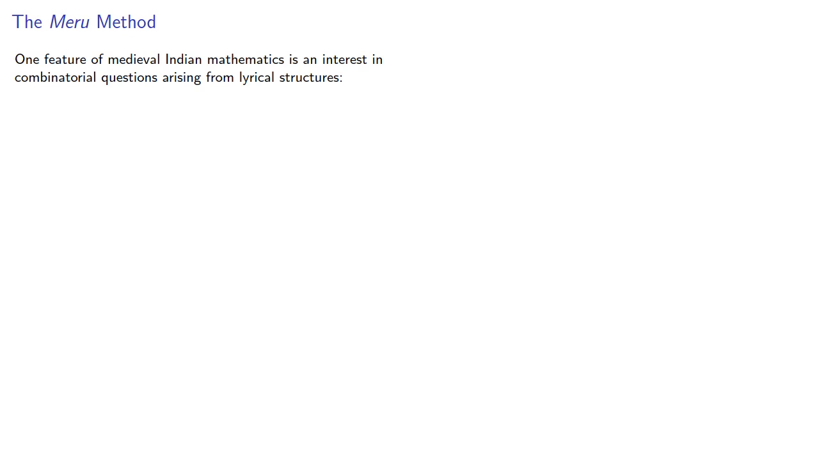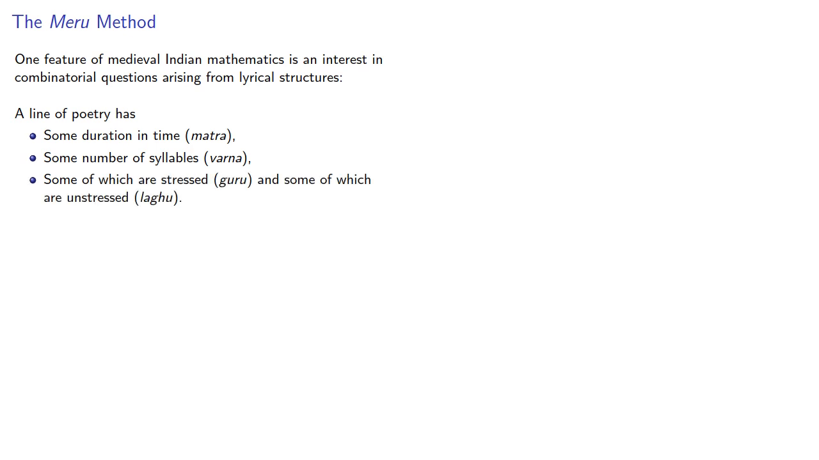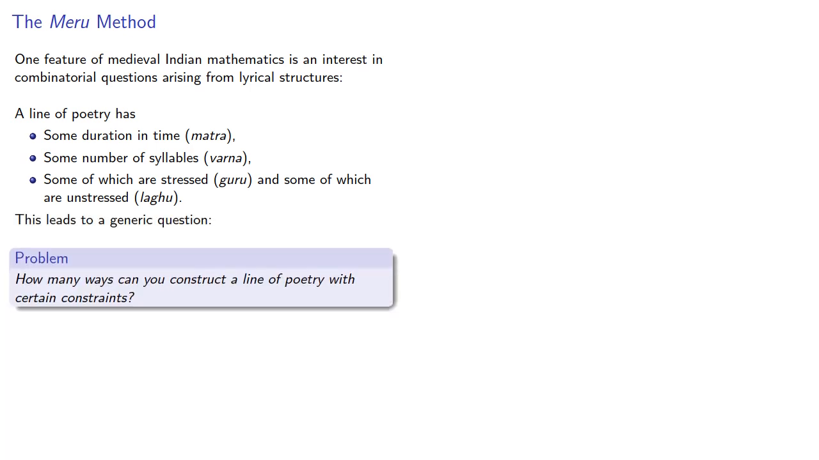One feature of medieval Indian mathematics is an interest in combinatorial questions arising from lyrical structures. A line of poetry has some duration in time, what they call matra, some number of syllables, varna, and some of which are stressed, guru, and some of which are unstressed, laghu. And this leads to a generic question: how many ways can you construct a line of poetry with certain constraints?